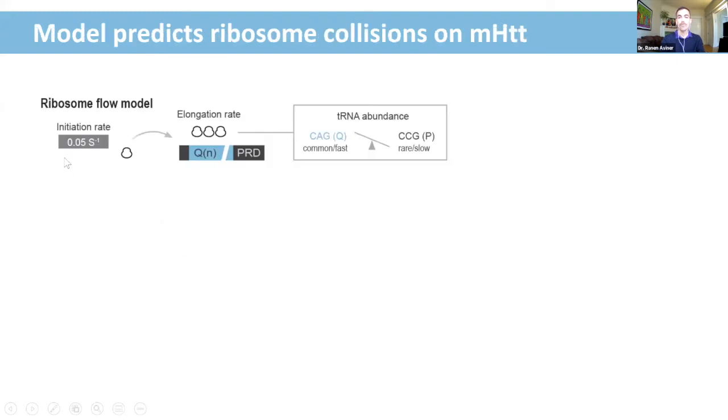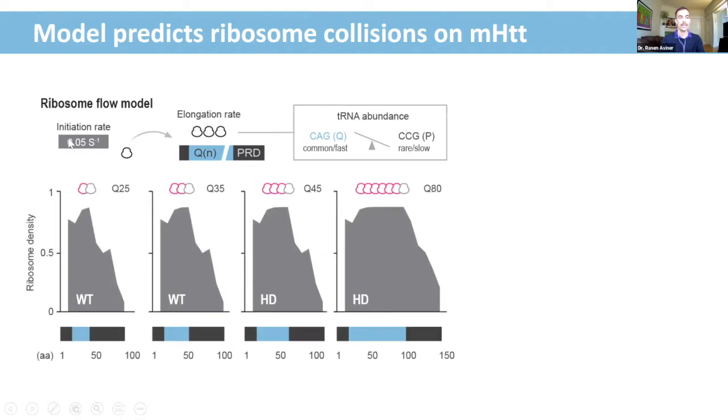So first, we used a modeling approach developed by the Tuller lab to simulate ribosome occupancy on HTT exon 1 as a function of initiation rate and tRNA abundance. As expected, at the average initiation rate for eukaryotes, the model predicts a polyQ length dependent increase in the risk of ribosome collisions just upstream of the polyprolines.